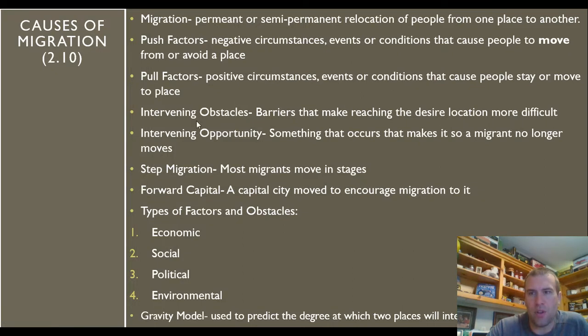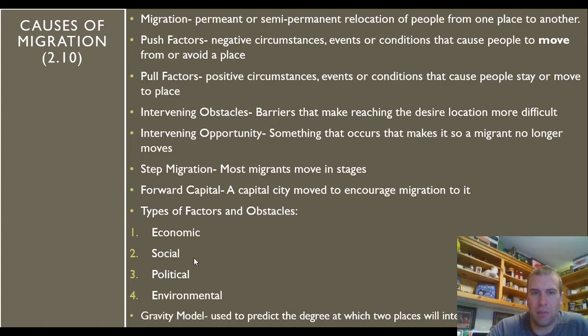If you go back here, obstacles are barriers, and sometimes they're mountains, sometimes they're oceans, but sometimes they're paperwork, or sometimes they're a passport, and sometimes they're money. But sometimes it's an opportunity. Maybe it's an opportunity that you want to stay longer in a place, which might mean that most migrants do move in what is called step migration. We're going to look at all these things as we move back here.